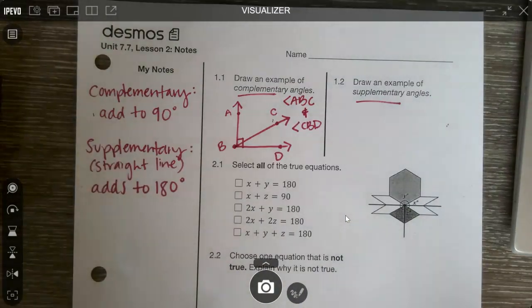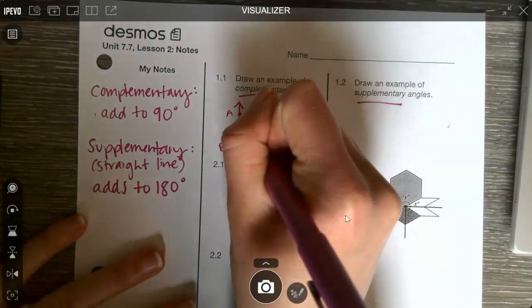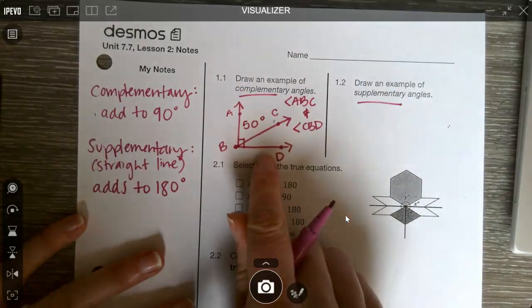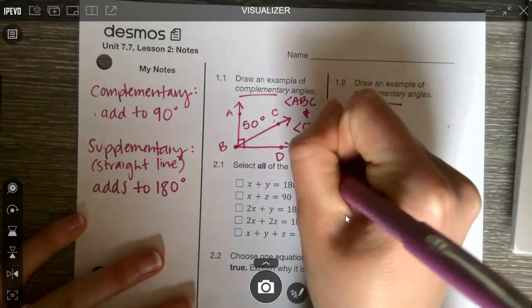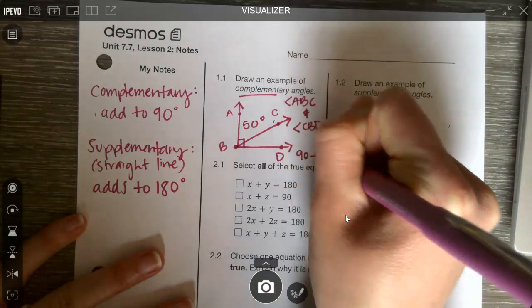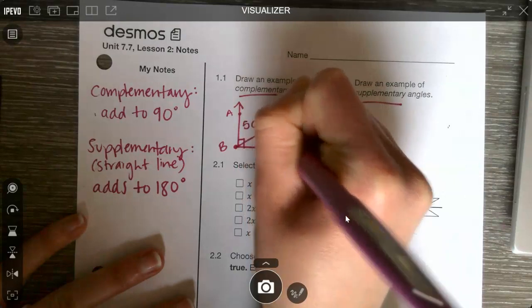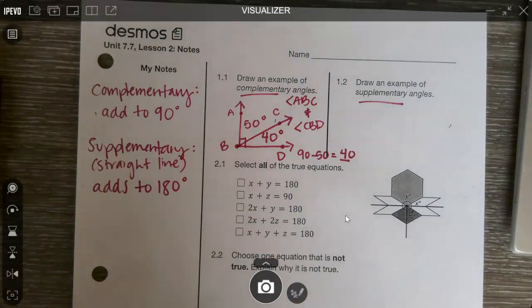They must equal 90. And now I'm just going to make up a guess. What could they be? Well, this one's a little bit bigger, so I'm going to say this is 50 degrees. So what does this angle have to be? Well, 90 minus 50 equals 40. So we're going to say this is 40 degrees. Together, 50 plus 40 equals 90.